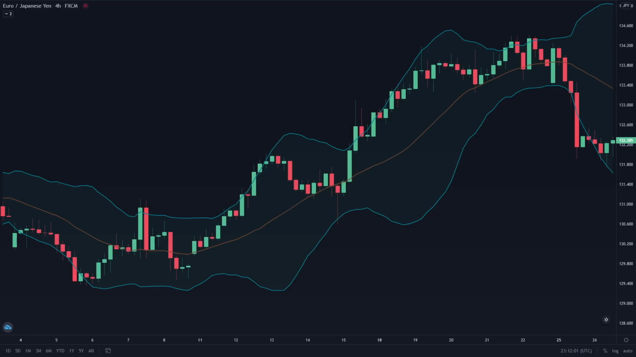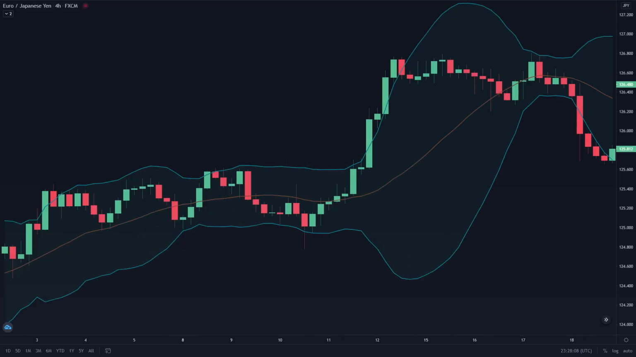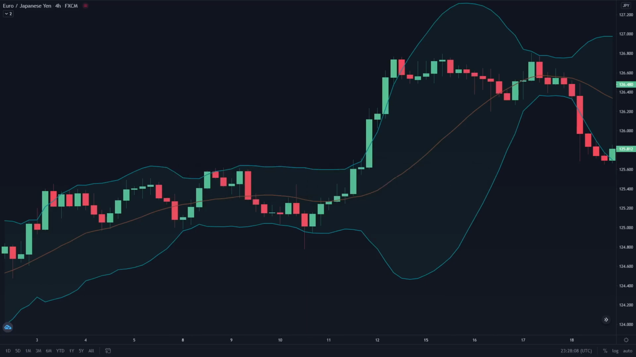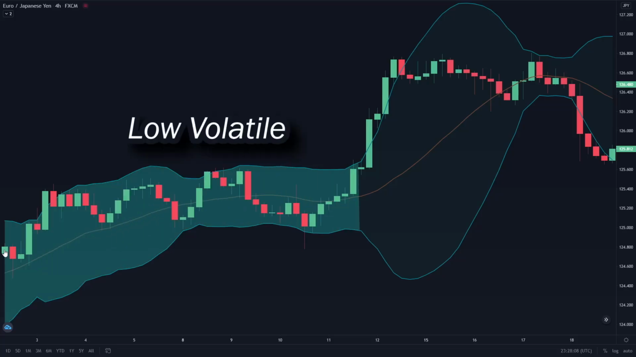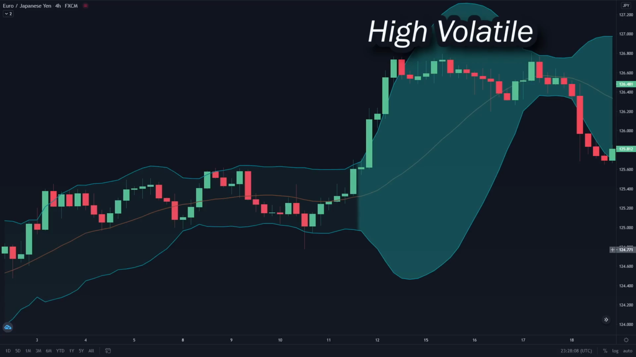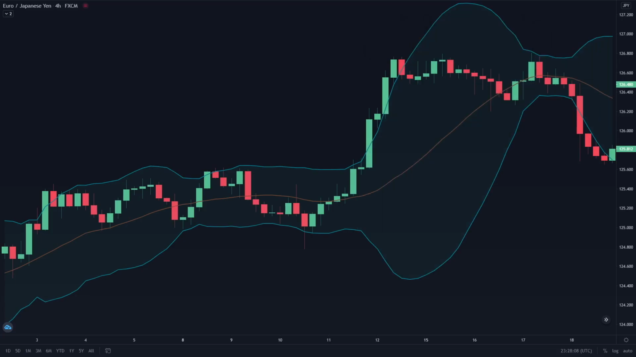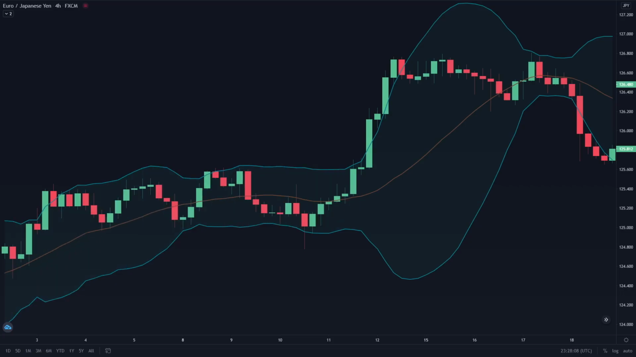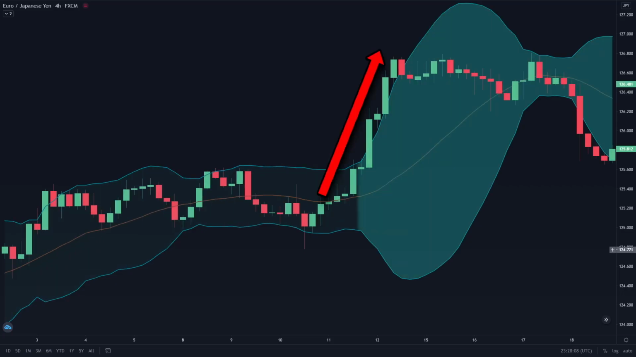So after testing the Bollinger Band indicator multiple times, I actually found the most effective strategy that you can use, and it's called the Bollinger Band squeeze. This strategy is based on predicting price breakouts using volatility. What you need to understand is that the volatility of the market is constantly changing from low to high and vice versa. Meaning that if the market is in a low volatility period like this, eventually volatility will start to pick up in the future, which can lead to big price movements and breakouts.